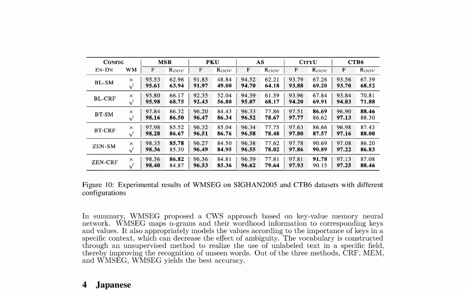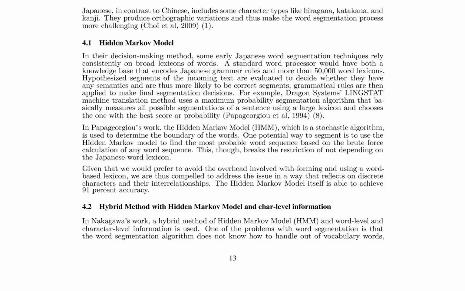The HMM is a stochastic algorithm that determines word boundaries based on the probability of word sequences. However, it has limitations, such as requiring a large word lexicon and struggling with out-of-vocabulary words. To address these issues, researchers have proposed hybrid methods that combine HMM with character-level information, such as character tagging and word-level Markov models. One such hybrid approach is presented by Nakagawa et al., which uses a combination of HMM and character-level information to improve word segmentation accuracy.